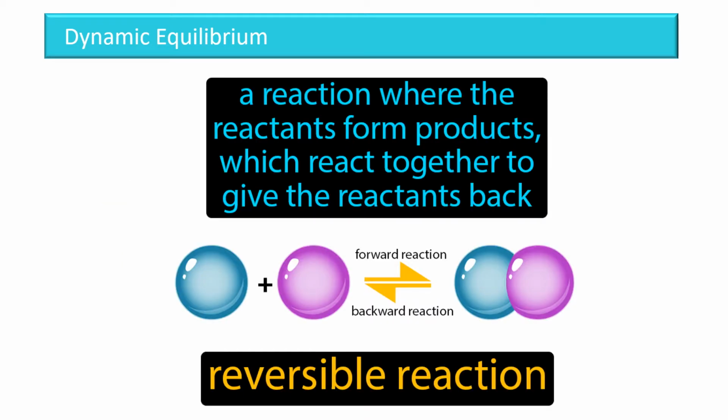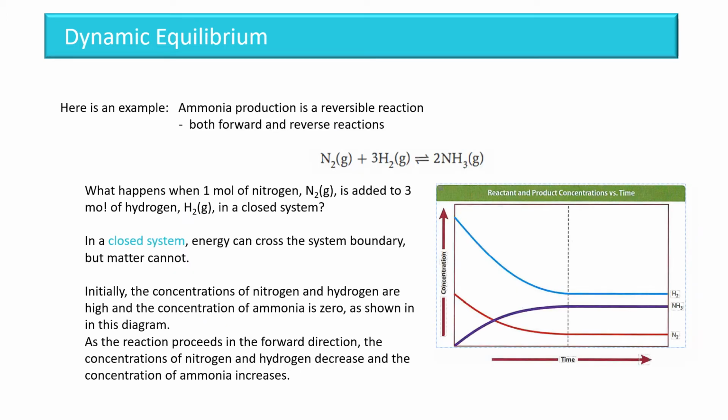A reaction where the reactants form products which react together to give the reactants back, so that we have both forward and backward reactions, is called a reversible reaction. Here is an example. Ammonia production is a reversible reaction. It has both forward and reverse reactions. Here is the equation. Notice the double arrow in between the reactants and the products to show that it's reversible.